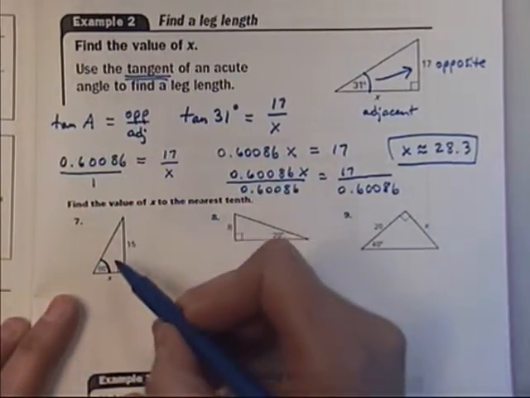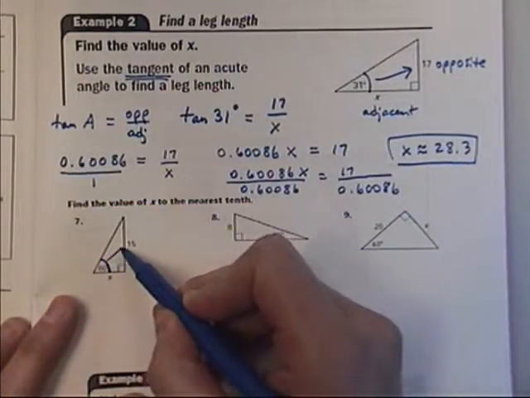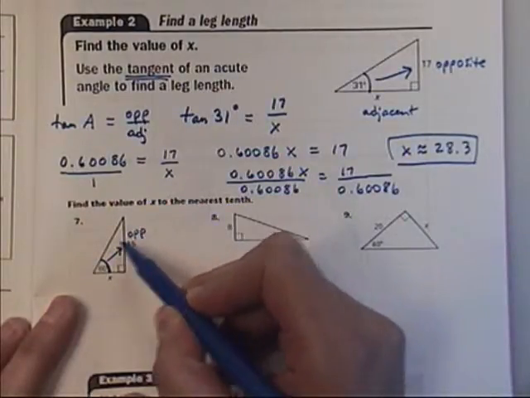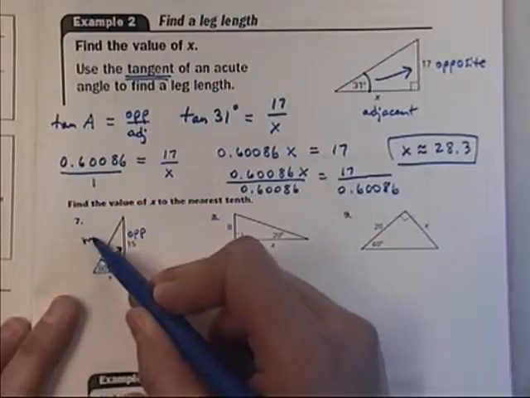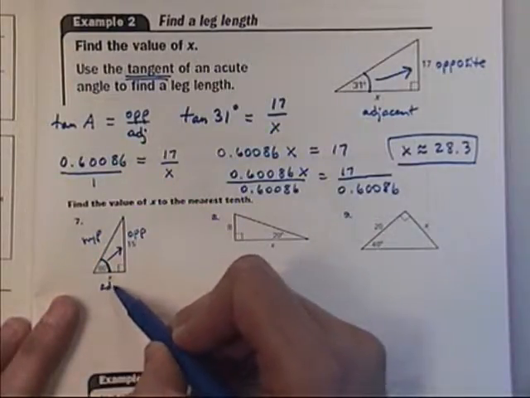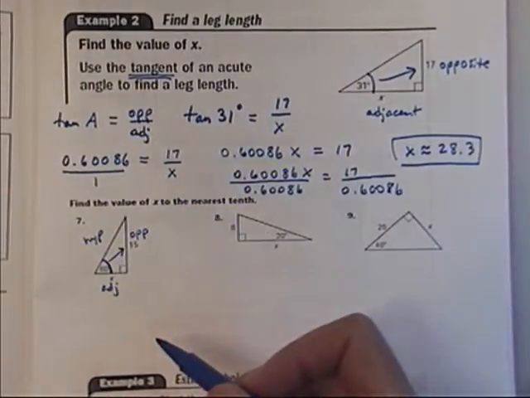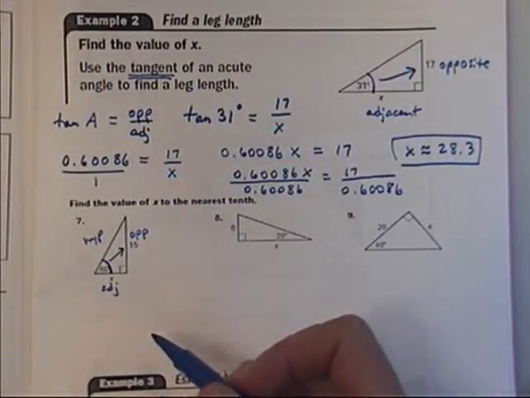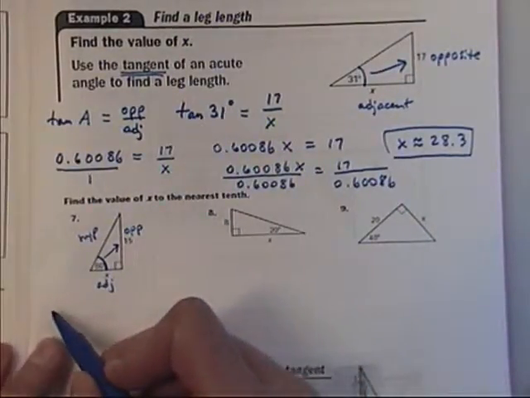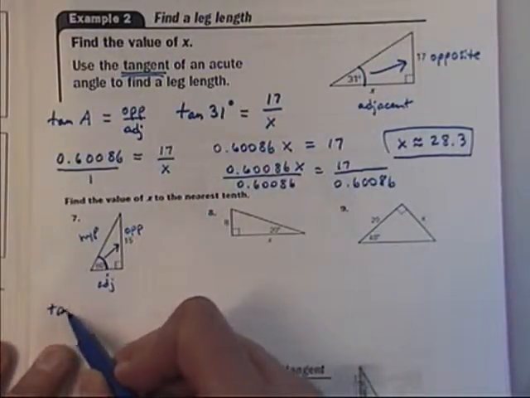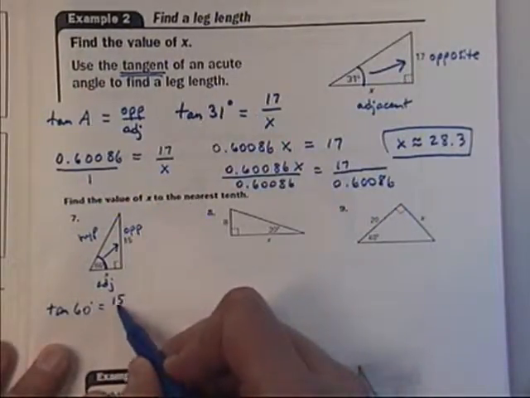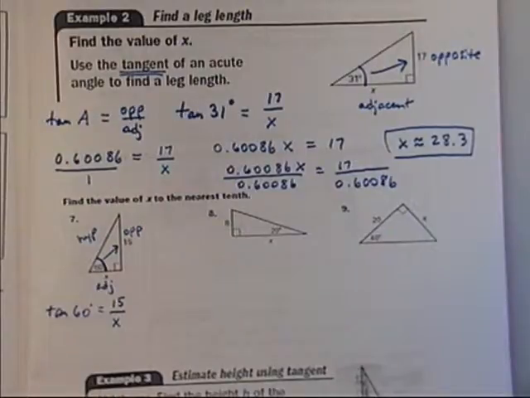So naming the sides based on this position, the side farthest away on the other side of the triangle would be the opposite. This diagonal side, the longest one, would be the hypotenuse, and that would mean that the last one remaining would have to be the adjacent. So to find the tangent here of this corner would help us to find x. The tangent of 60 degrees equals the opposite, which is 15, over the adjacent, which is x.